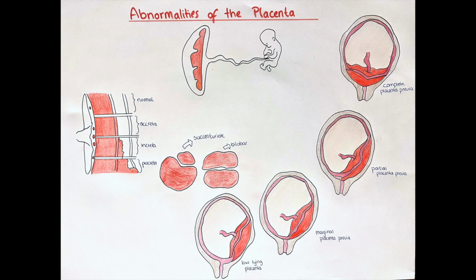The baby is connected to the placenta via the umbilical cord, which contains blood vessels to facilitate transport to and from the baby. In some cases, the placenta does not develop normally, either in position, depth, growth, or size. It is also possible for the placenta to develop normally initially, but then detach from the uterus. In this video, we will go more in depth about those abnormalities, their classification and consequences for the mother and the baby.